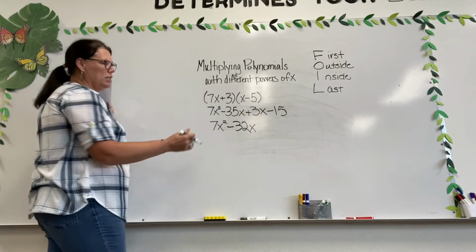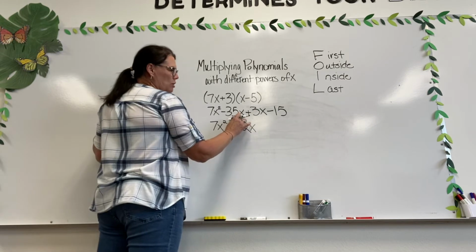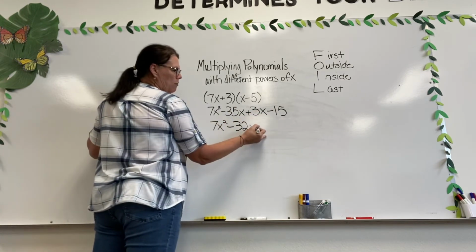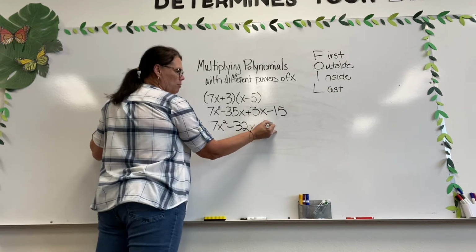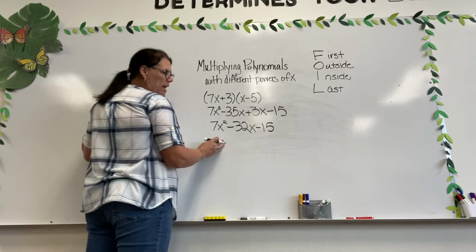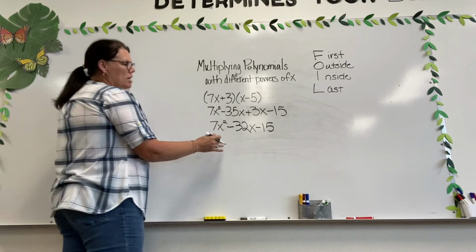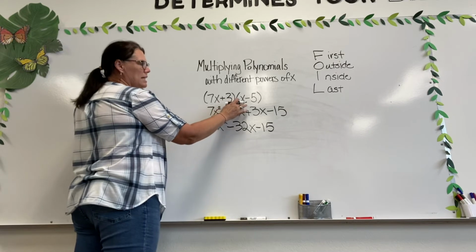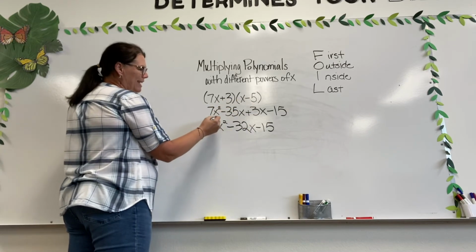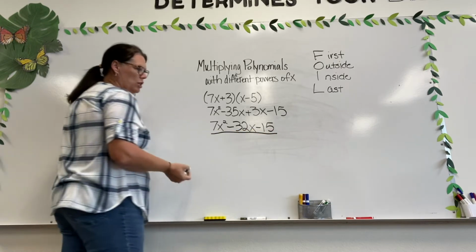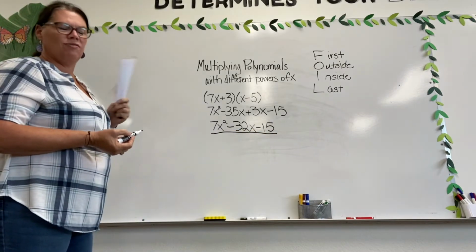Because you're subtracting, you're not multiplying, so it just keeps the x. And then you only have one number here, so you bring that number down. So there's nothing else to simplify here. So the answer to 7x plus 3 times x minus 5 is 7x squared minus 32x minus 15.